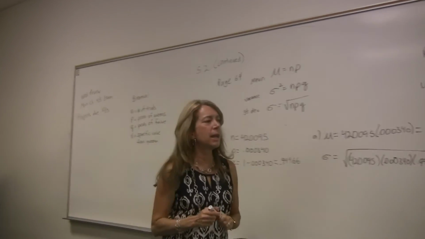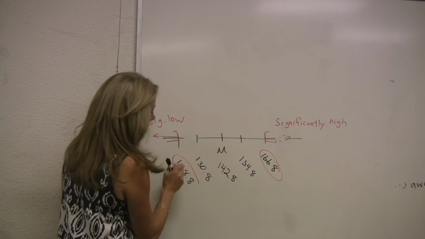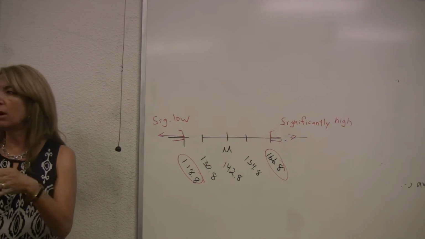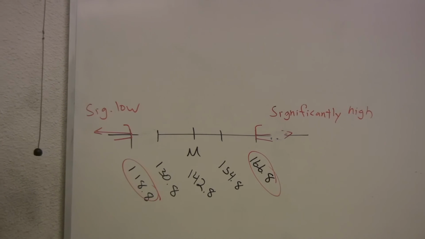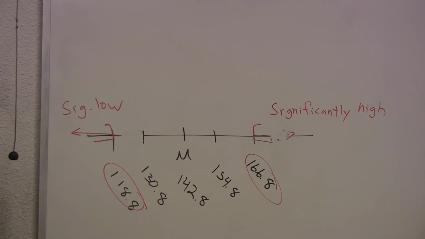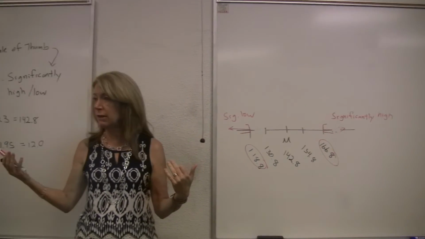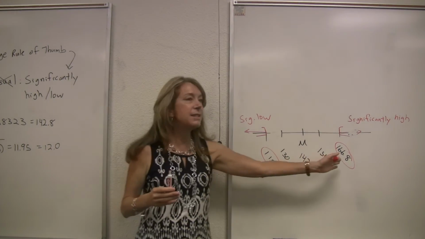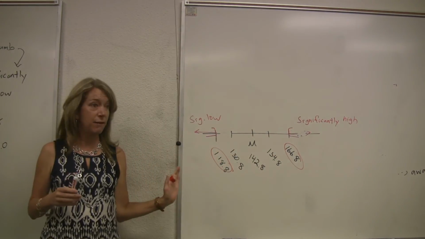So these numbers right here, by the way, are the cutoffs for what makes something significantly high or significantly low. When you read about the range rule of thumb in the homework, it'll say to use the range rule of thumb to find those numbers to separate those that are significantly high or significantly low. Well, this number right here separates the significantly high. This one separates significantly low.